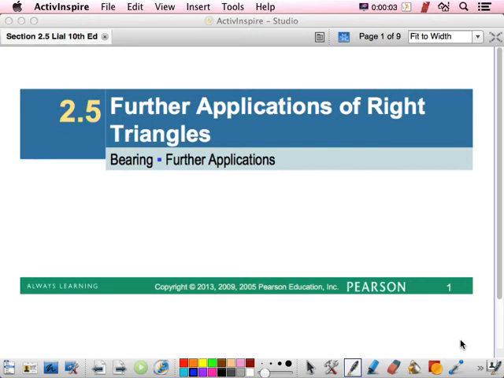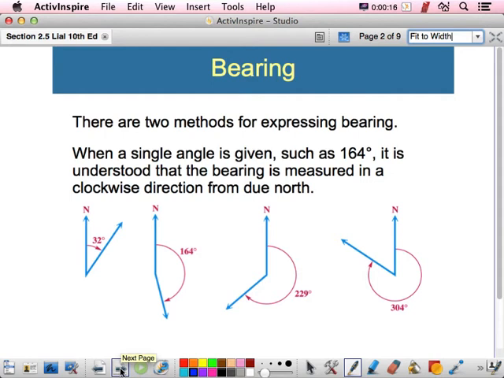This is section 2.5, further applications of right triangles. And the biggest brunt of this is going to come from what we call bearing. So that's going to be the first thing we deal with. All right, give me a chance to talk you through this and make this make sense to you.